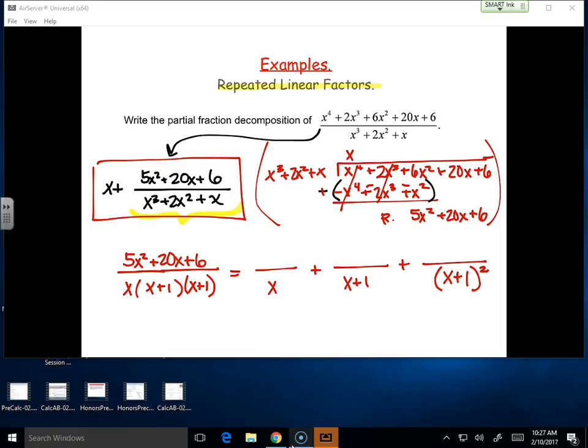Okay? Now, here's where it gets a little bit tricky too. This guy's going to have an A, right? This guy's going to have a B. What's that third one going to have?